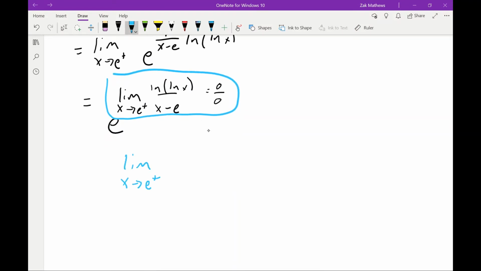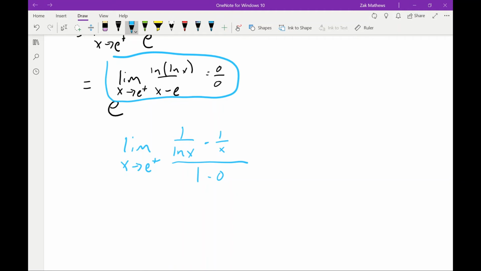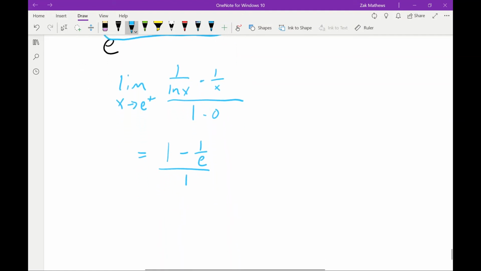So we're taking the limit as x goes to e from the right. I take the derivative of the numerator. The derivative of the natural log is 1 over the interior, which is the natural log of x, times the derivative of the natural log of x, which is 1 over x, all over. Then I take the derivative of the denominator. The derivative of the denominator is just 1 minus 0, or 1. And so now if we plug in the e, let's see what we get. 1 over the natural log of e is just 1. Then we have 1 over e here, and in the denominator we have just a 1. And so we have 1 minus 1 over e as the limit of just the exponent.